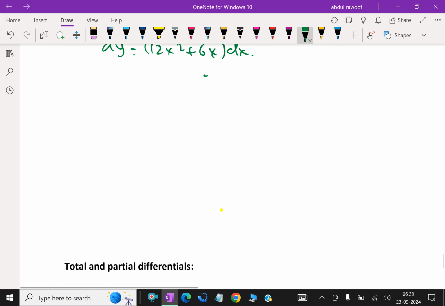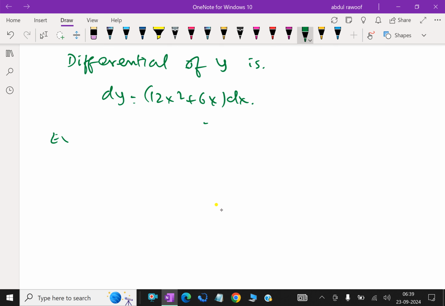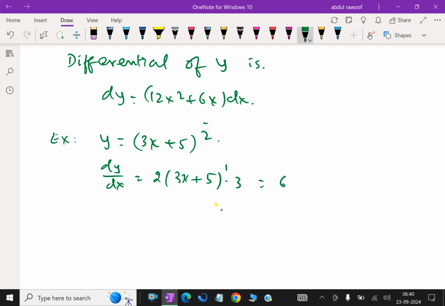Now another example, y equals (3x plus 5) squared. What is dy by dx? It equals 2 into (3x plus 5), times the derivative of the inner function 3x plus 5, which is 3, so it is 6 into (3x plus 5). Therefore, the differential dy is equal to 6 into (3x plus 5) dx.